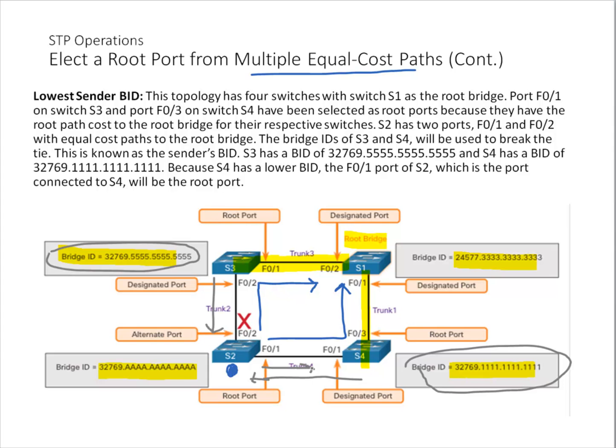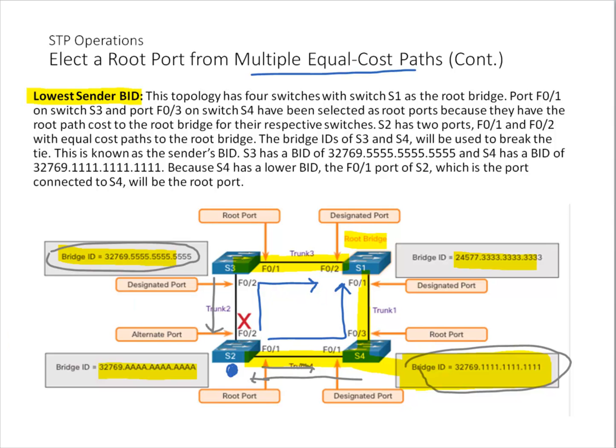This is the concept. If you have multiple equal paths, to find the root port and select a particular path, we have to go for three different parameters: lowest sender BID, lowest sender port priority, lowest sender port ID. Based on these three things you can select. In this case we are using the lowest sender BID concept. So switch 4 is selected because it has the lower BID, and this path will be selected for S2. Then you can go through all four steps.